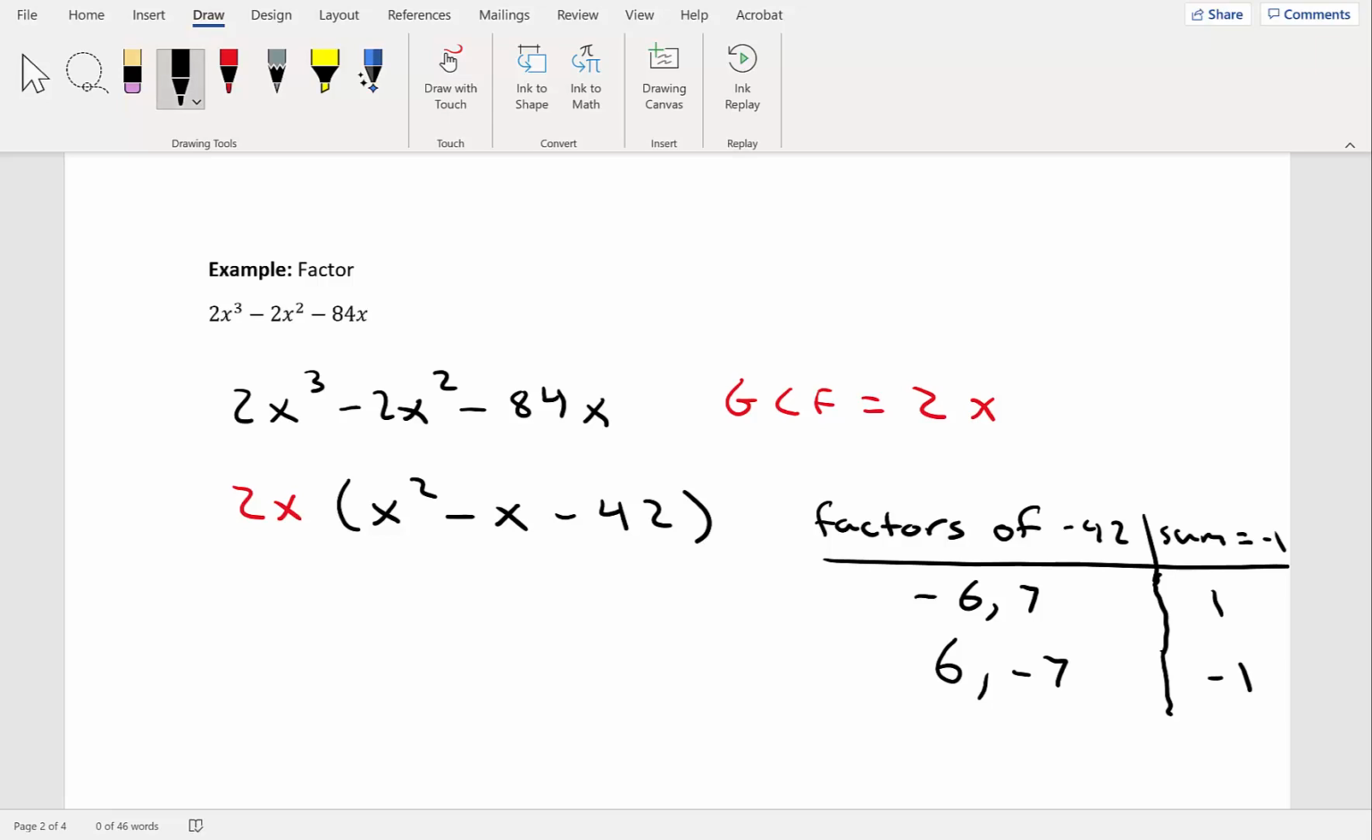So now I could factor out what's inside the parentheses. So this becomes x plus 6 and x minus 7. And when you're writing out your final solution, don't forget about the GCF we factored out in the beginning. So now this is our trinomial completely factored out. We have 2x times x plus 6 times x minus 7.